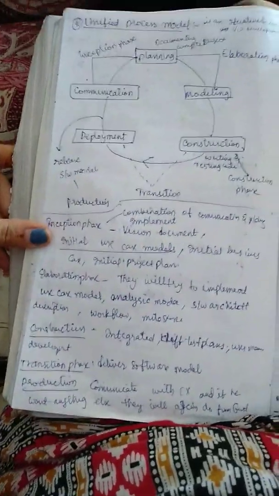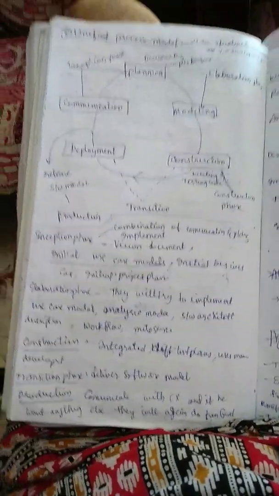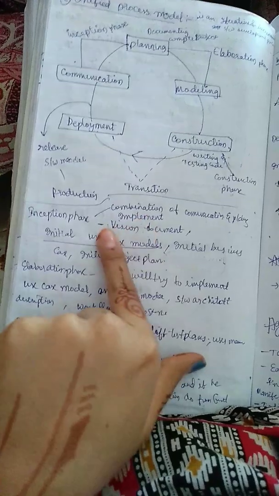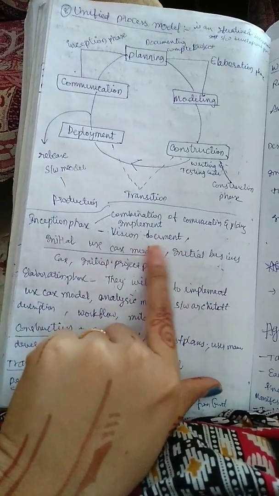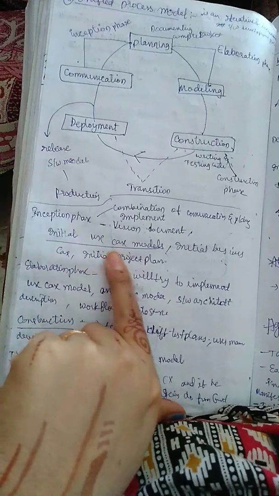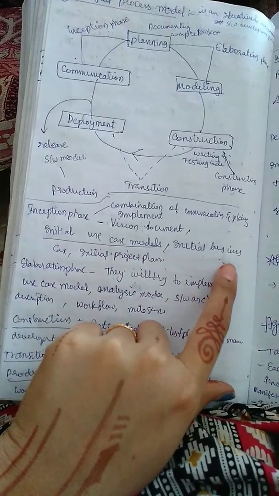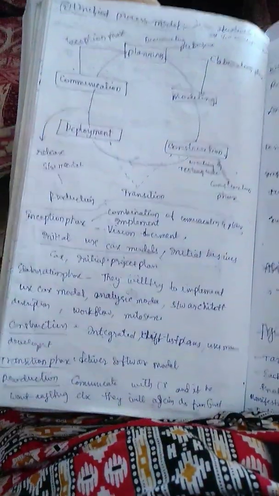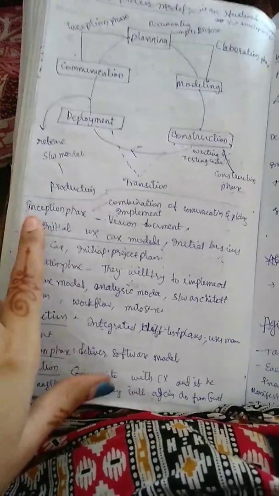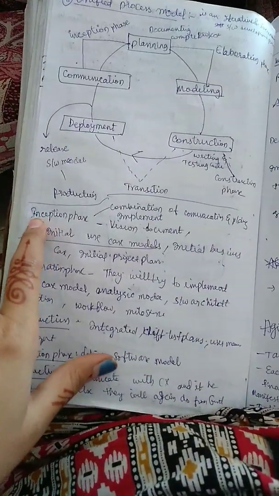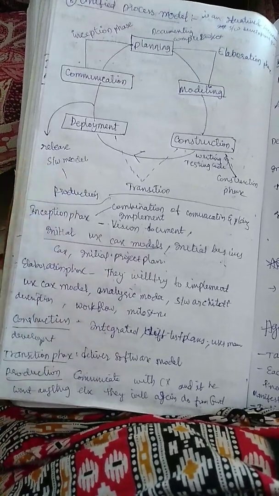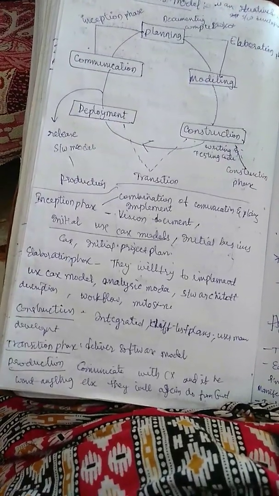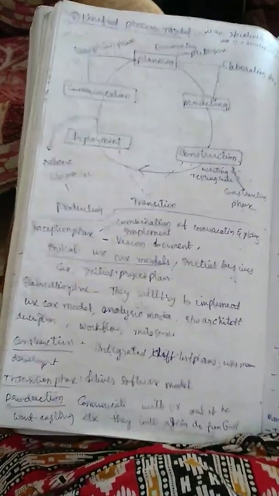Okay, here you go with the details of the inception phase. Inception phase means a combination of communication and planning, where we will produce the visual documents. Initially we use case models, the initial business case, the initial project plan, like everything initial, as it is the inception phase. In inception itself, we will do things very initially. We will use initial use case models, a very brief kind of thing, here.